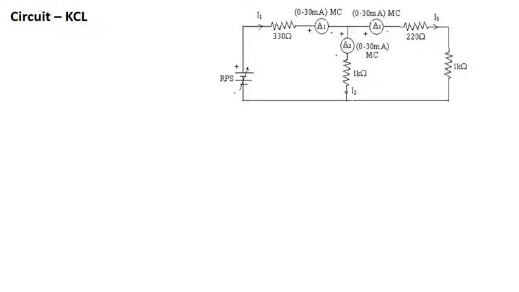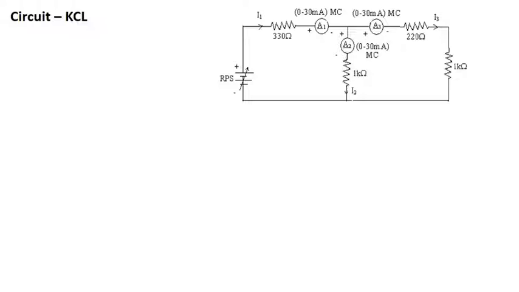So A1 is the ammeter which measures the current I1. A2 is the ammeter which will measure the current I2. A3 is the ammeter which will measure the current I3 flowing in the third branch. So for this specific circuit, I1 is equal to I2 plus I3.